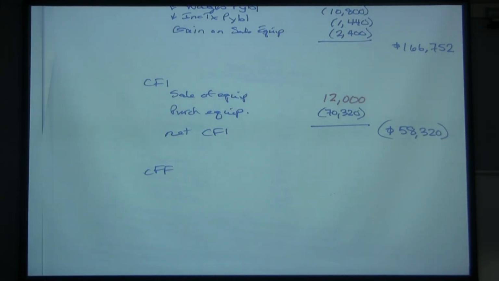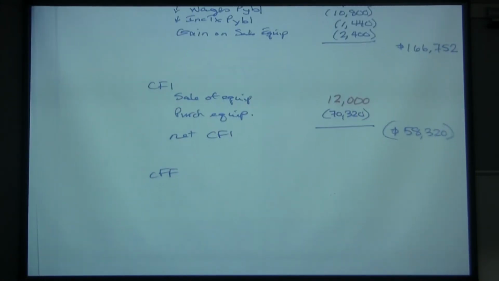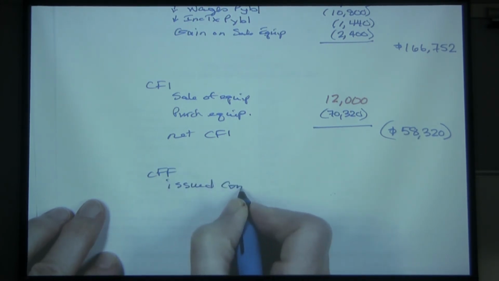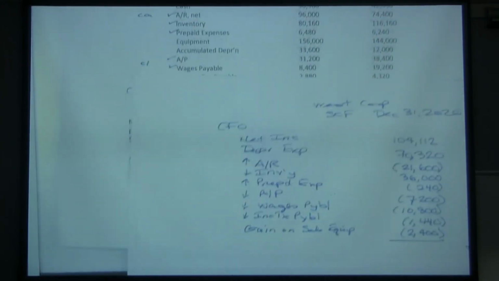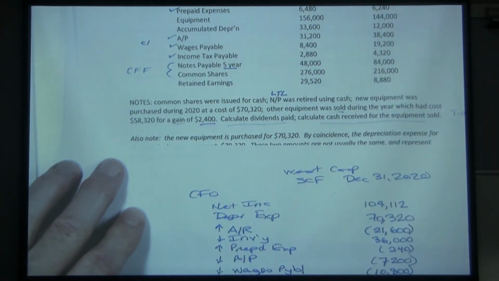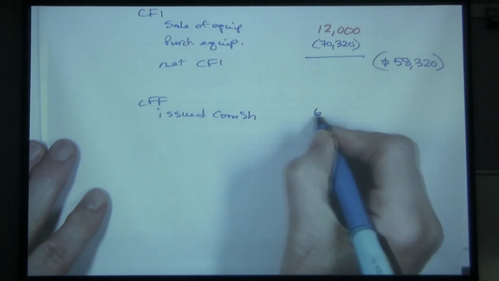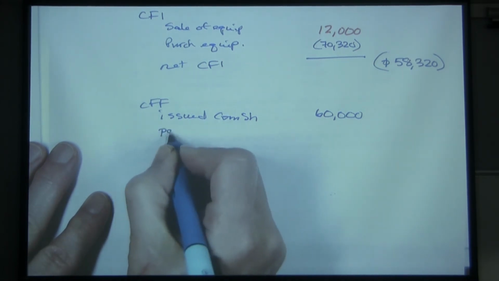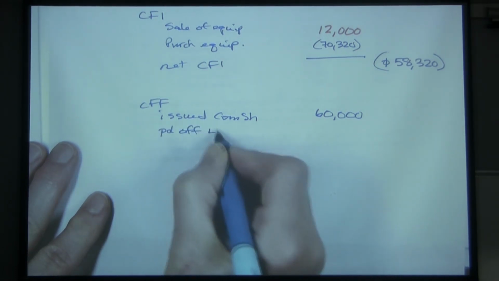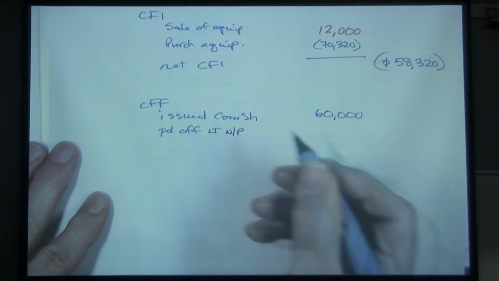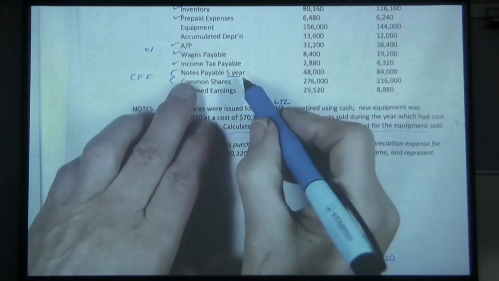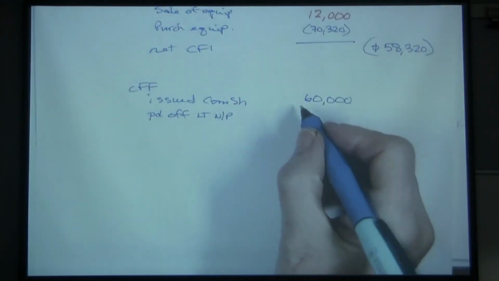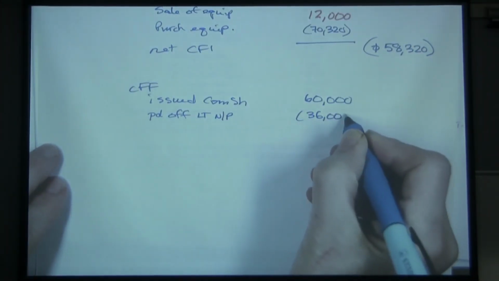Okay, so we can move on to CFF. During the year, we issued common shares. Let's go back to the comparative balance sheet. Common shares went up by 60,000, so we got 60,000 cash. That's positive. We paid off a long-term note payable. And how much money was that? The 5-year note payable went down by 36,000. So we'll record that as a negative cash flow.